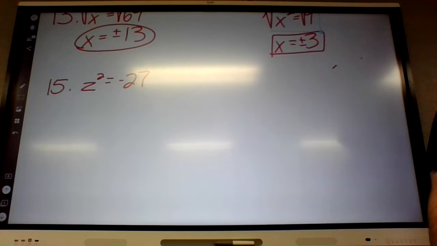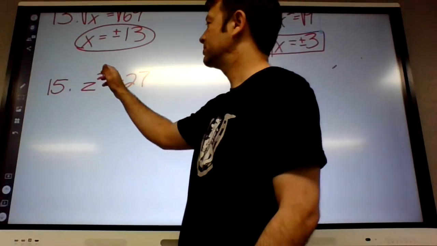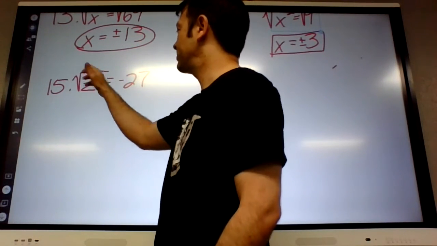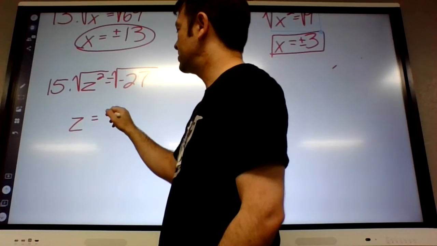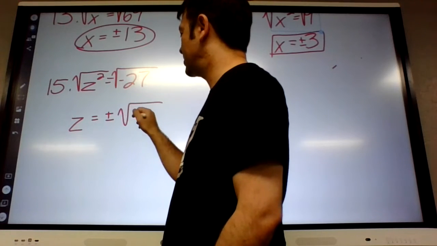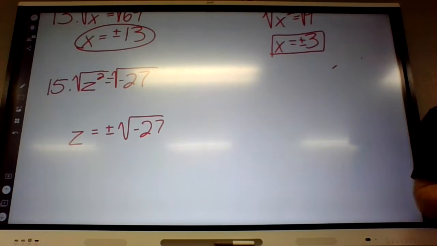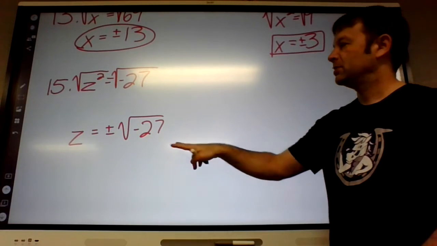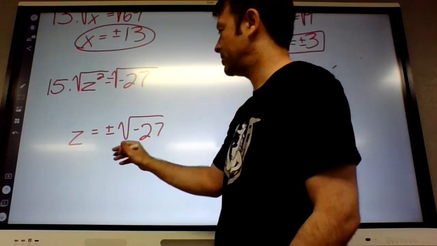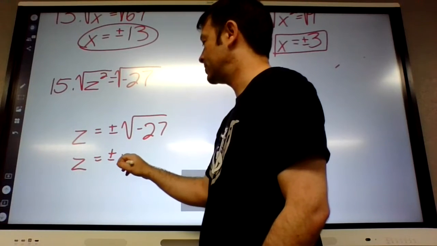All right, on 15, what do we do to get z by itself? How do we get rid of the square? Square root it. What's different about this one though? What did they change? There's a negative. So basically we've got to simplify square root of negative 27. What should we do? I. Yeah, the I comes out. So notice I already put the plus and minus in so we don't forget it.